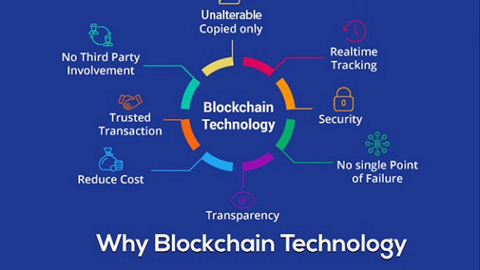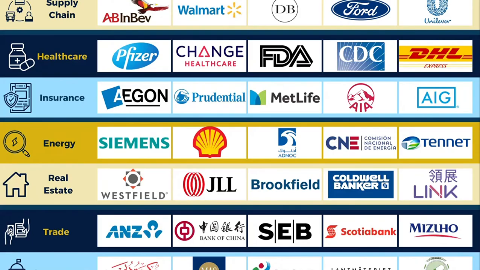So with all these benefits and features, many companies are using blockchain or have started using blockchain technologies. You can see it is used in the healthcare industry, insurance, energy, real estate, trade, supply chain. Some of the popular companies are Siemens, Pfizer, or Scotiabank. Almost every major company has started or is thinking of starting to use blockchain technology as one of the solutions for the current problems.